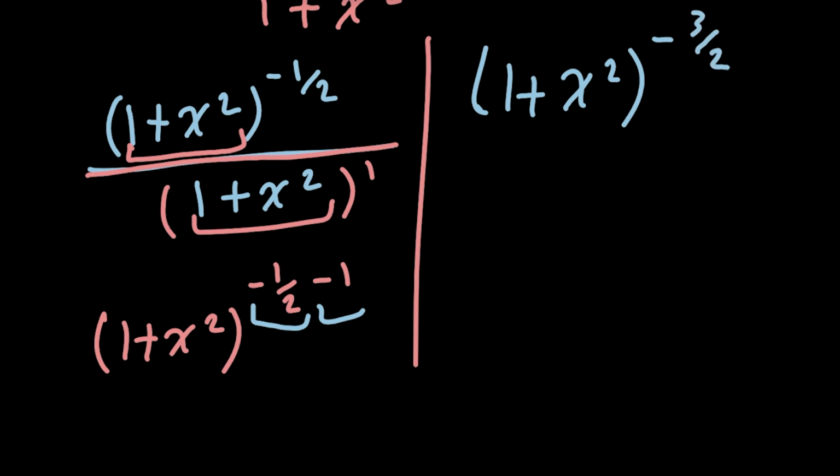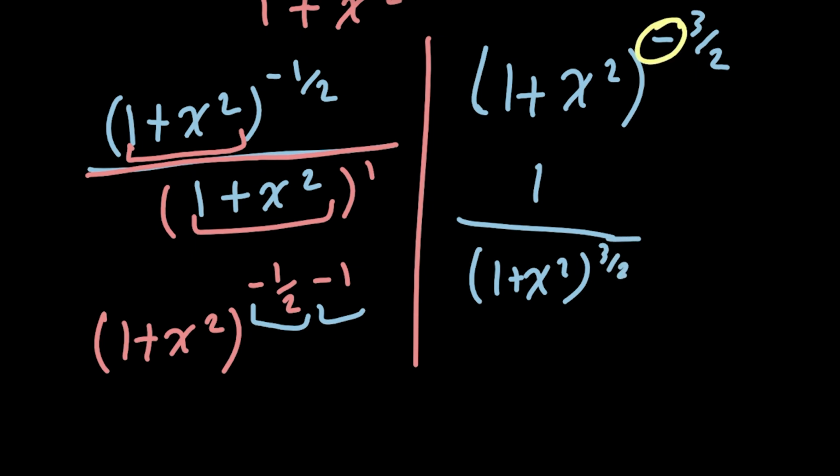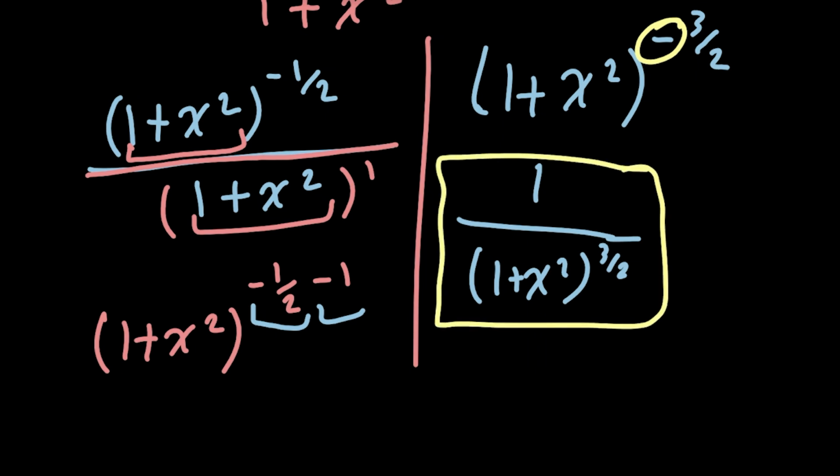So we can just rewrite it as 1 over 1 plus x to the power 2 to the power 3 over 2. I've just removed this minus here. And as you can notice, we cannot simplify this fraction further. So this is the final solution.